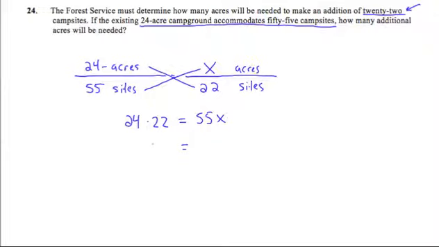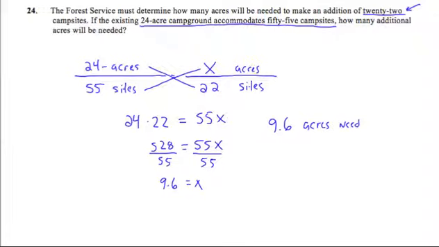24 times 22 gives us 528. And then we divide by 55. That's 9.6. So now we want to answer the question. So we'd say 9.6 acres are needed for the addition of 22 campsites.